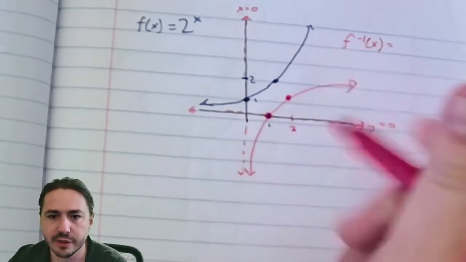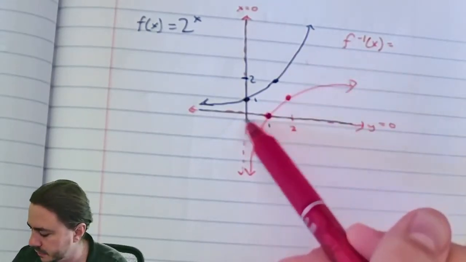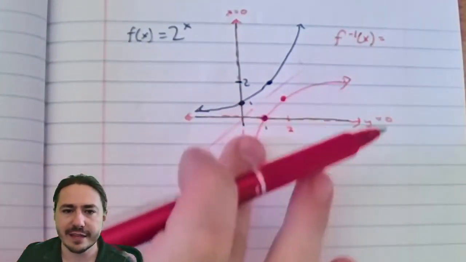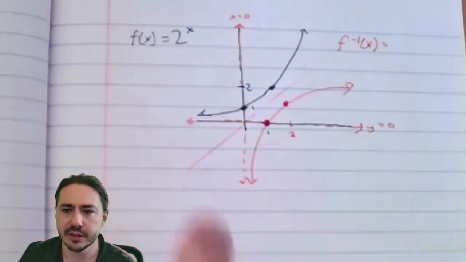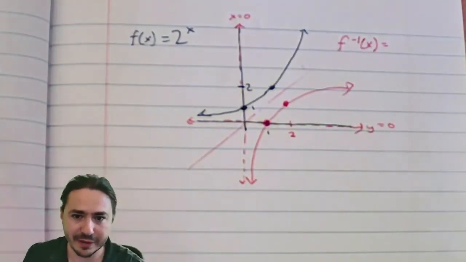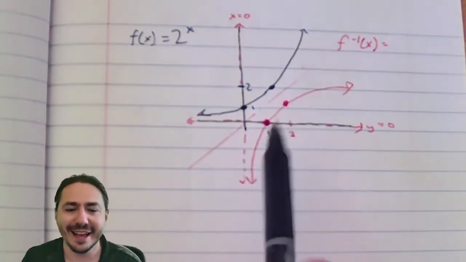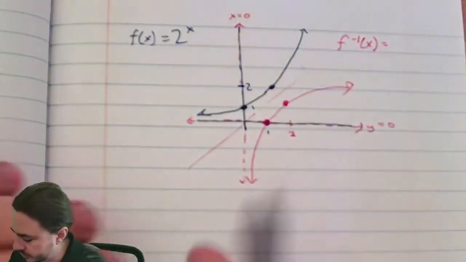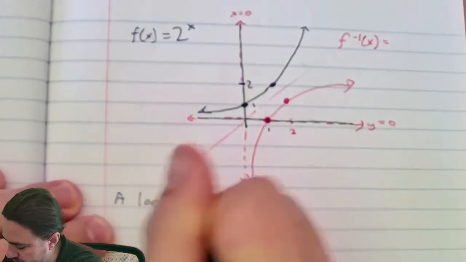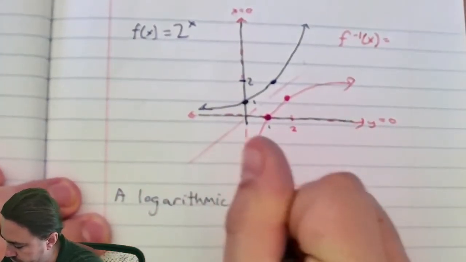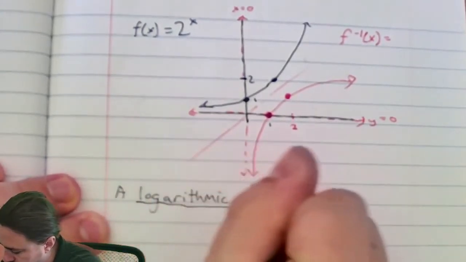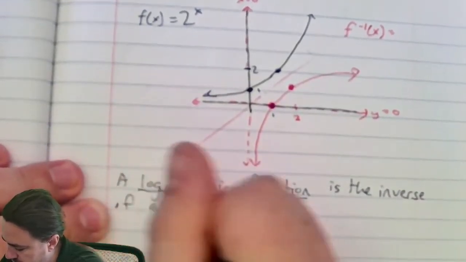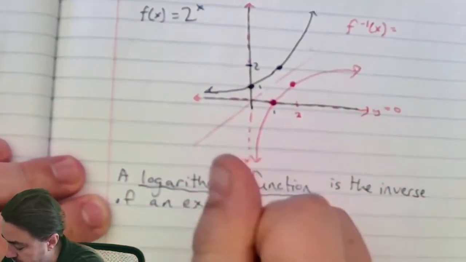Notice how this would be a reflection across the line y equals x, right? So this graph is the inverse of this function, and that inverse has a name. So here we go, here's the big reveal: the inverse to an exponential function is a logarithmic function, okay? So a logarithmic function is the inverse of an exponential function.